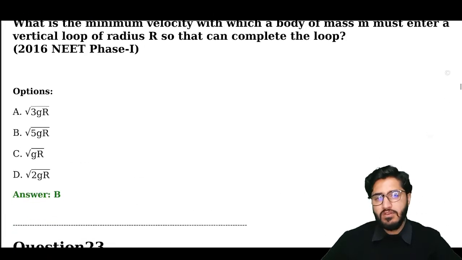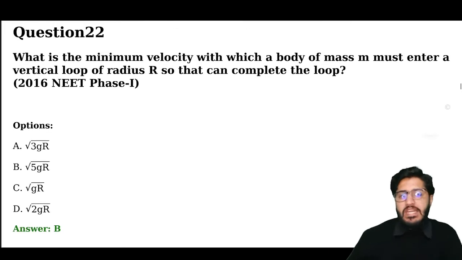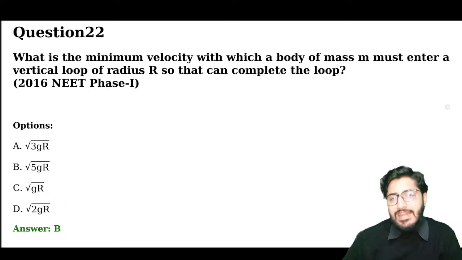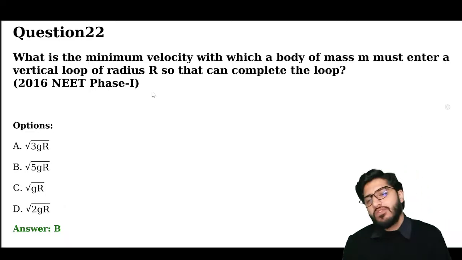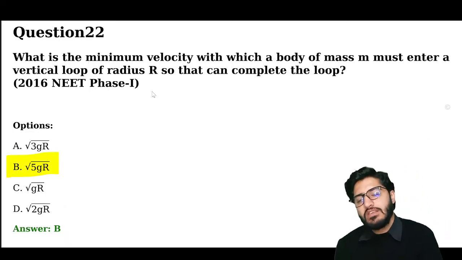Next numerical. Okay. What is the minimum velocity with which a body of mass m must enter the vertical loop of radius r so that it can complete the loop? Under root 5 gr, we know it. It is this one, B.